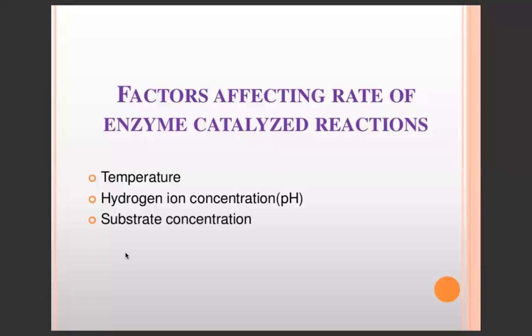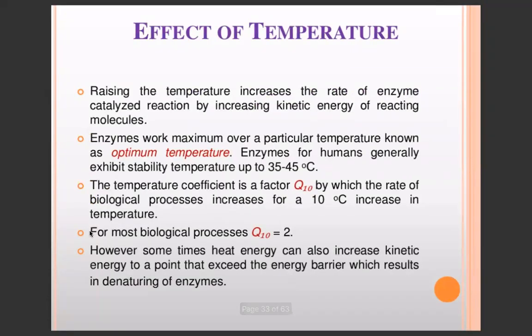Now, there are various factors which affect the enzyme reaction. The most important ones are temperature and pH level, acidosis or alkalosis, which disturb the enzymatic activity. And up to some level, substrate concentration also affects the rate of enzyme reaction. By raising the temperature, we can double the speed of the reaction in the presence of enzyme, which is Q10 equal to 2.